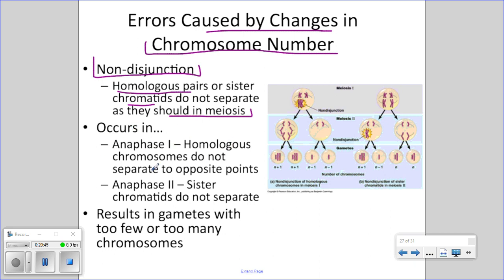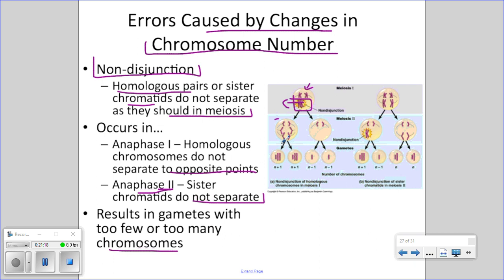So those homologous chromosomes do not separate to opposite points. And for the sister chromatids, it would be in anaphase 2, where they do not separate. So the result is gametes with too many or too few chromosomes. In the diagram here in meiosis 1, we have homologous chromosomes that have not separated. So both of these chromosomes have gone towards the same pole of the cell.